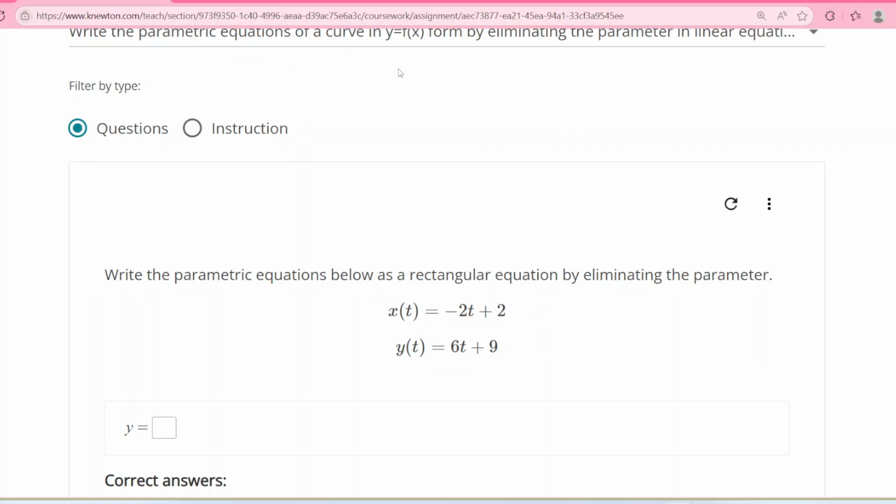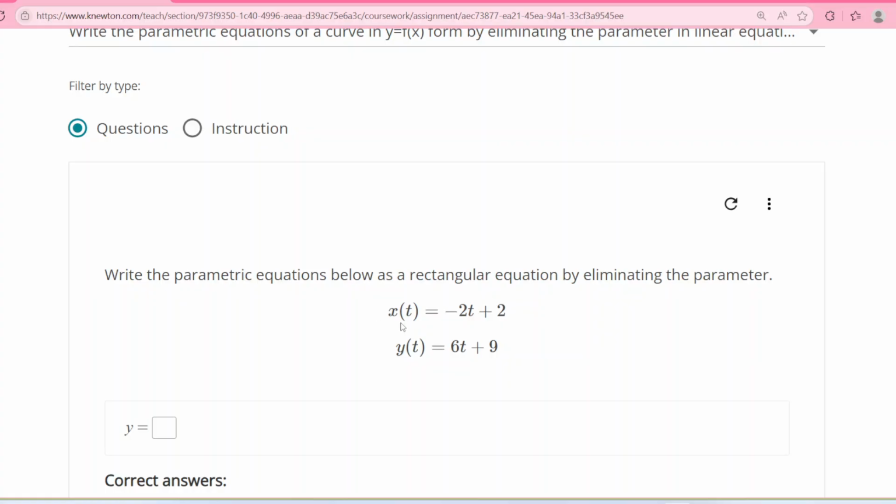with this similar objective, right? Where you're given parametric equations for some curve, and you're asked to write the rectangular equation, right? The equation in just x and y without the parameter for that same curve. All right, so here we're asked to write the parametric equations below as a rectangular equation. So just an equation for a curve in just y and x by eliminating the parameter.